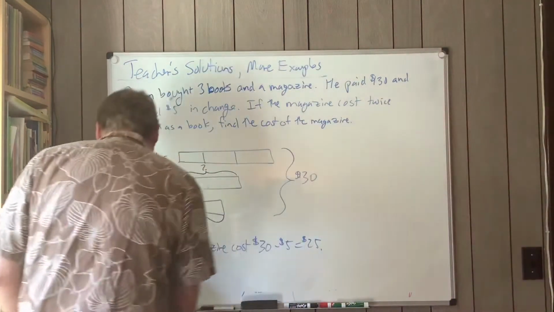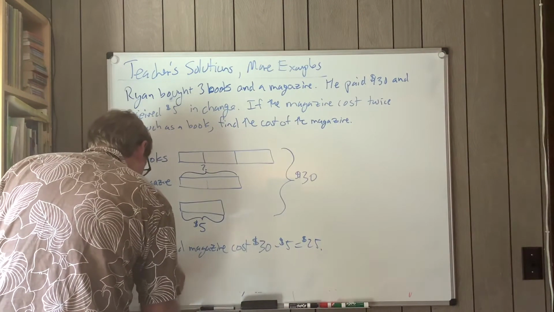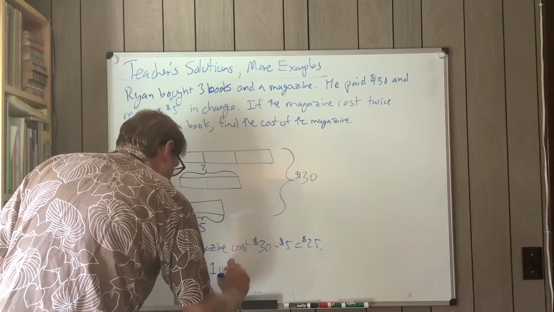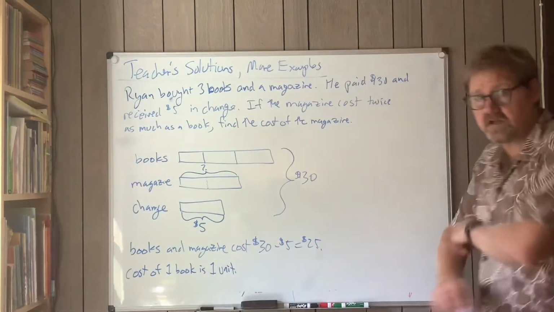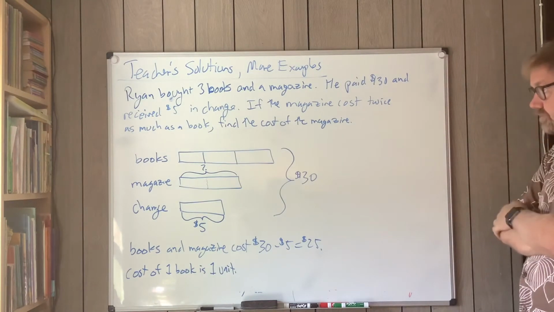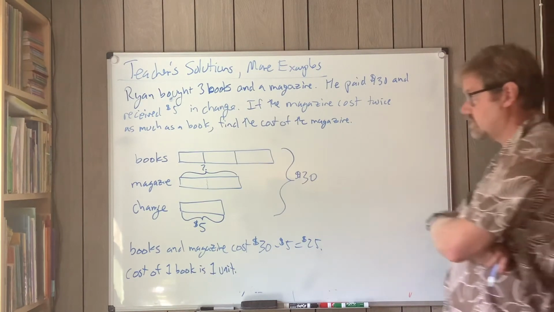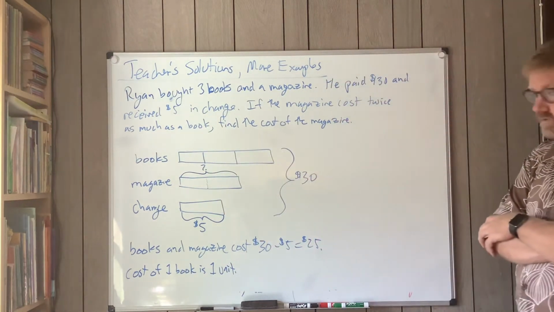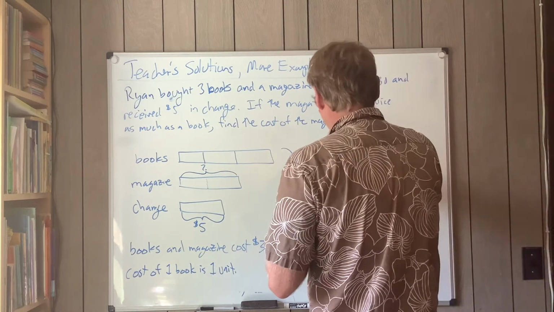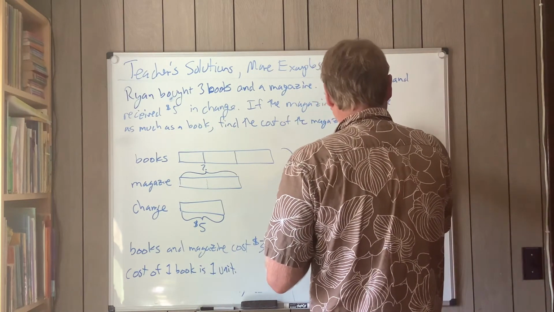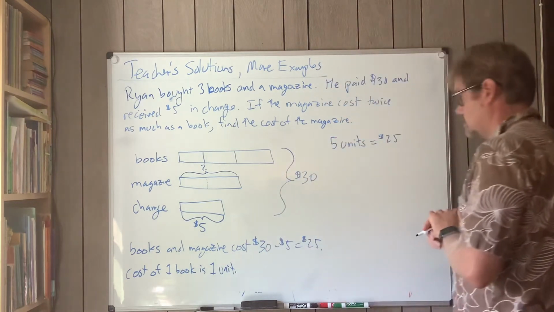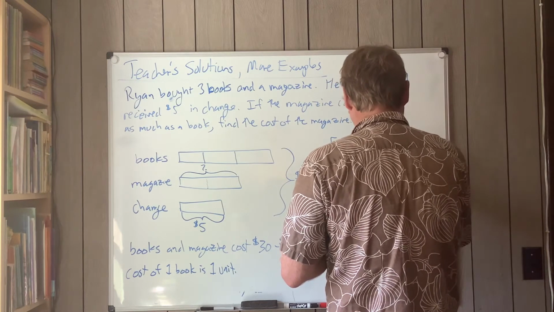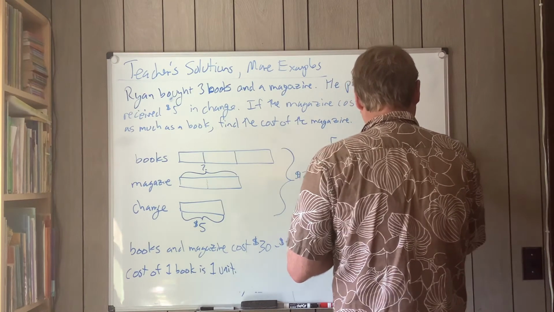I'm also going to say cost of 1 book is 1 unit. I'm going to do this technique that I did in the last one, right? And so what I'm going to say is 1, 2, 3, 4, 5 units. So 5 units equals $25. 1 unit is $5.